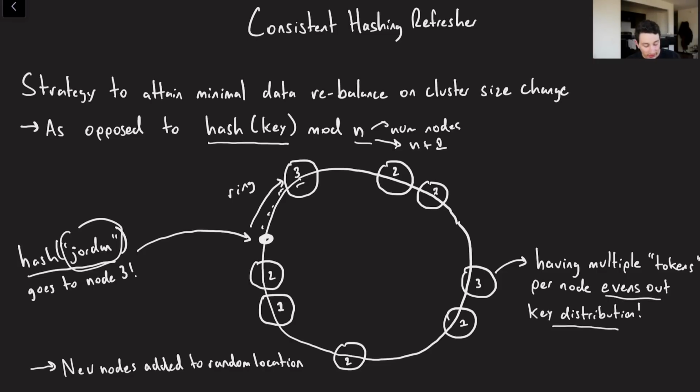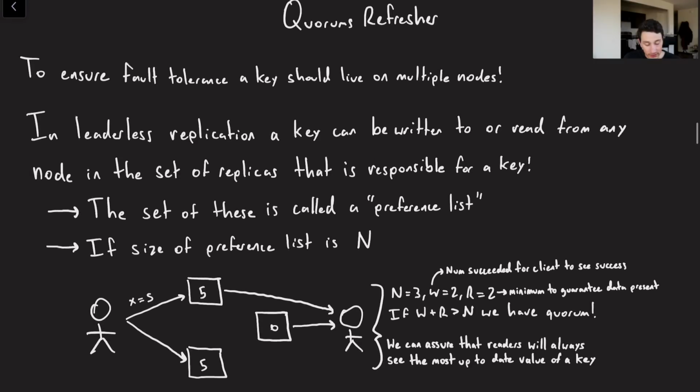The nice thing is that, let's say I add node 4 right over here. The only keys that are actually moving that now belong on node 4 are these over here. So node 1 will send node 4, and node 2 will send node 4, those keys, and then nothing else has to get rebalanced. Now in practice, it's a little bit more complicated than this. We're going to get to that in a little bit.